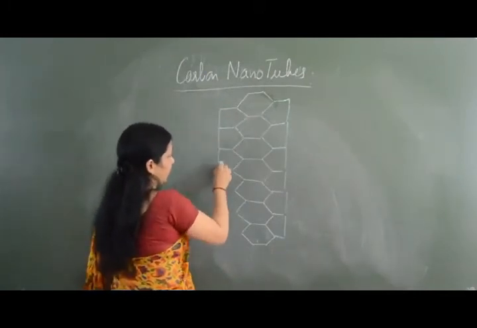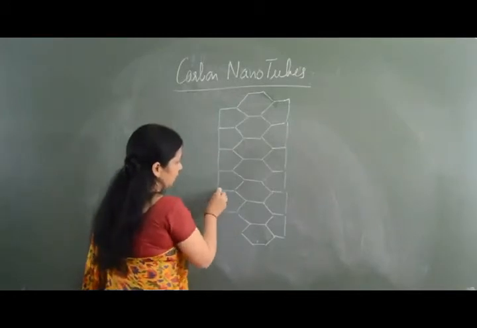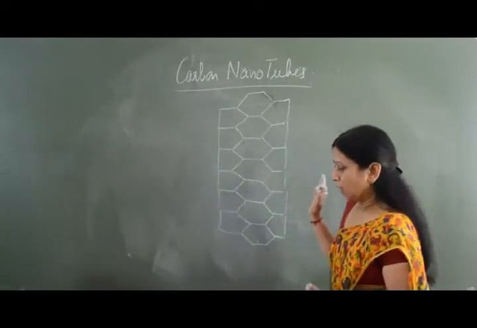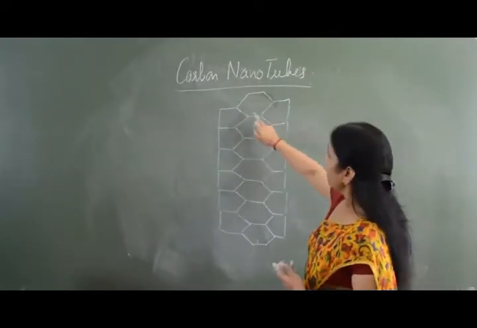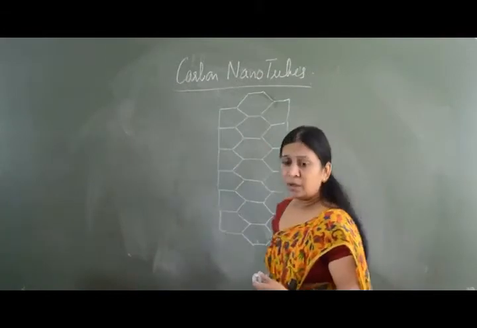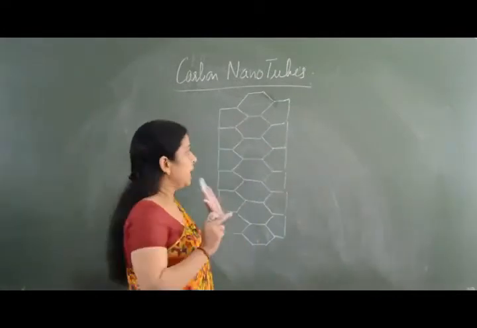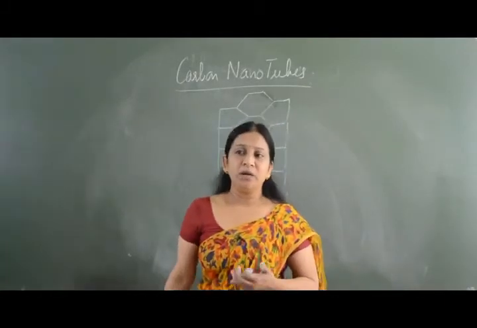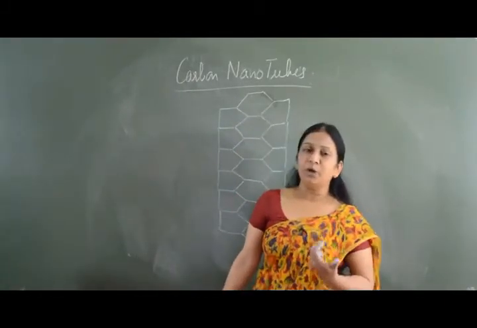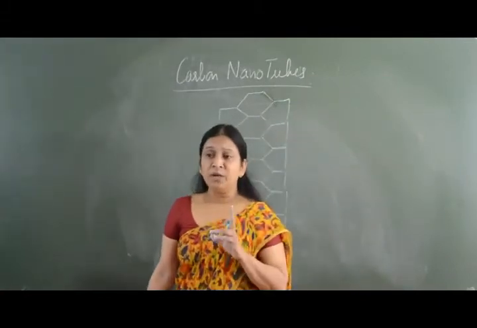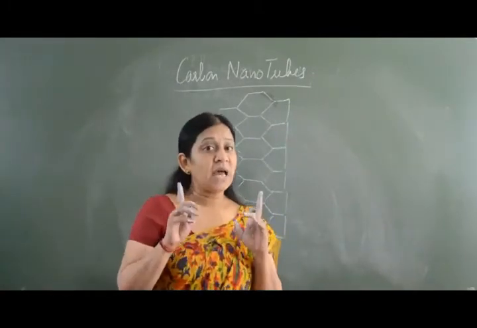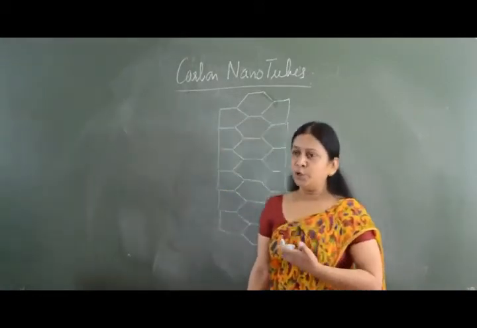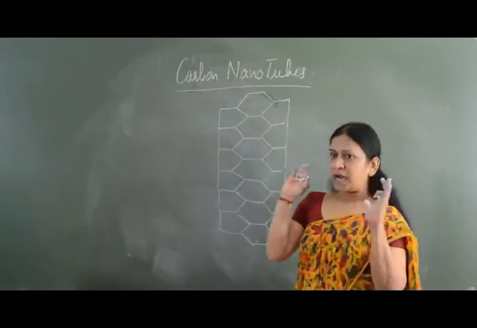I am only drawing one layer just to represent how it is going to look. So this is a carbon nanotube. At the center we have hexagons, and at the corners we are going to have pentagons. Now the difference between fullerene and carbon nanotube: in the case of fullerene, we cannot draw two pentagons adjacent to each other, but in the case of carbon nanotubes, we have drawn pentagons at the side.